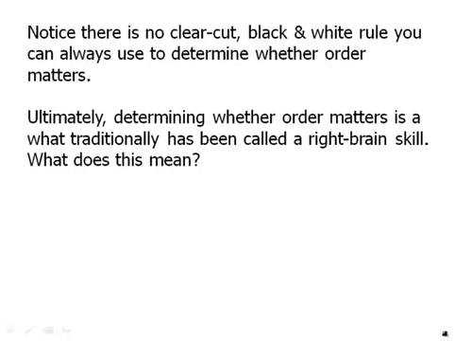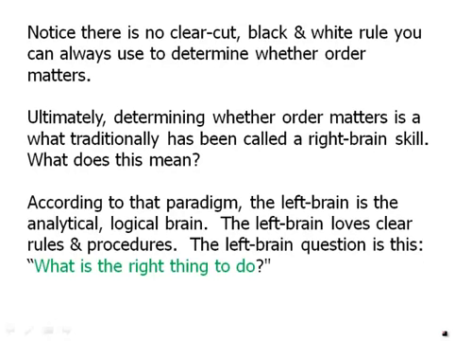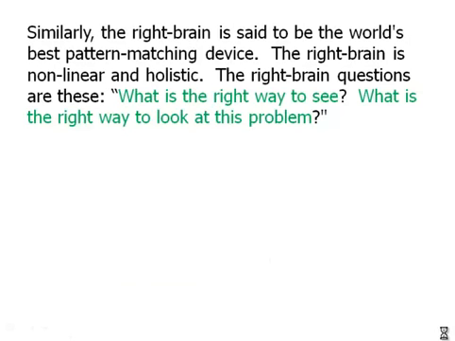What does this mean? Well, according to that paradigm, the left brain is analytical and logical. The left brain loves clear rules and procedures. The left brain's question is this: what is the right thing to do? The left brain loves nothing more than an absolute, fixed, clear recipe. Give me an unambiguous recipe that I can follow. That's what the left brain loves.